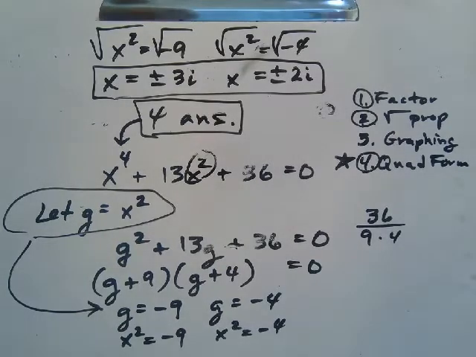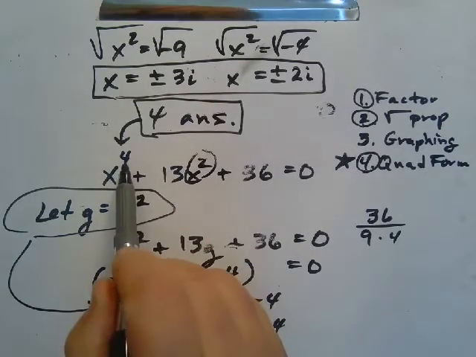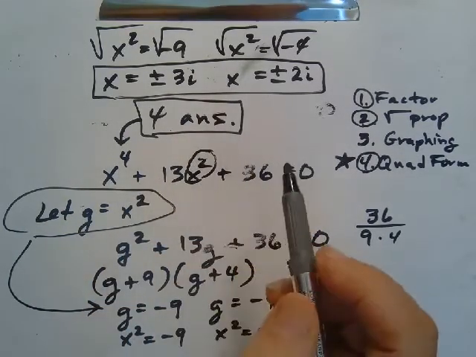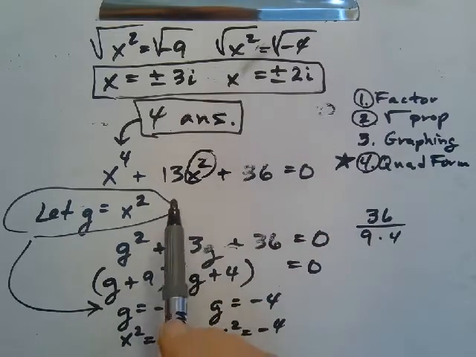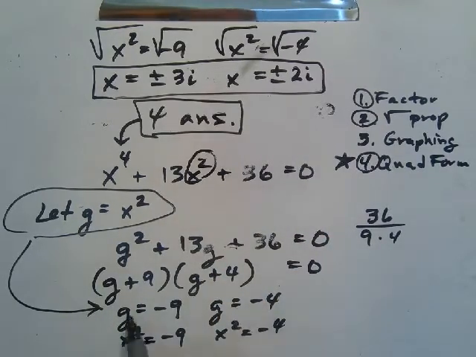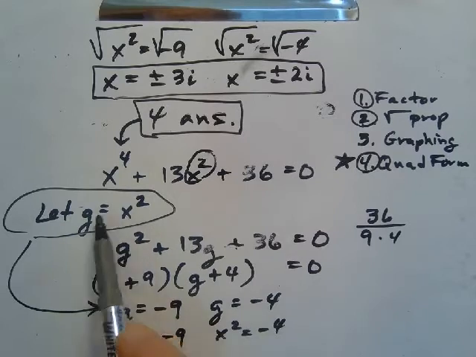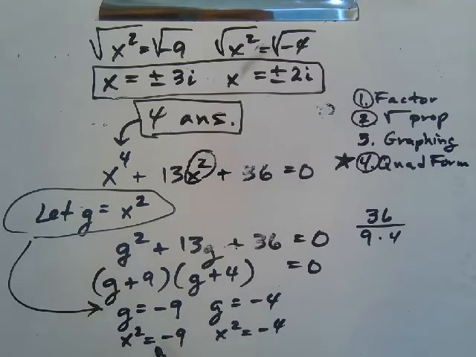You will always get the same number of answers as the highest degree. Now, we never would have seen that if we would have just stopped here. We think, oh, our answers are these two. But we've got to put x squared back in, and then we can figure out what all of our answers are. Let's try another one of these.